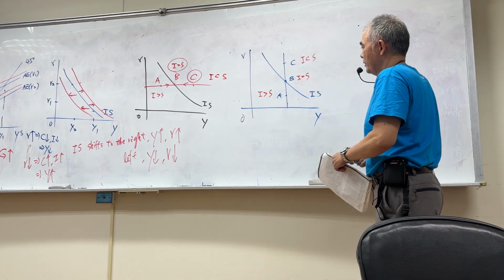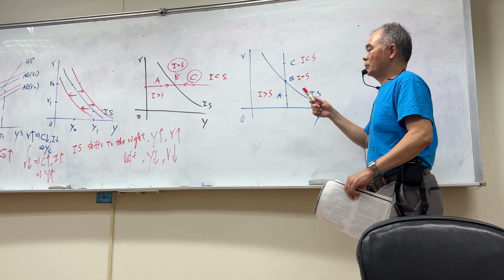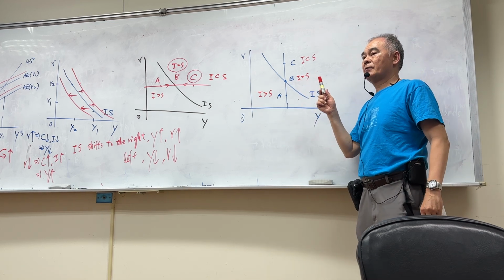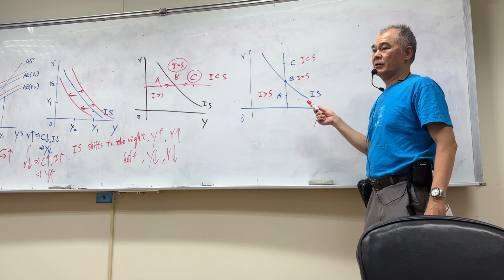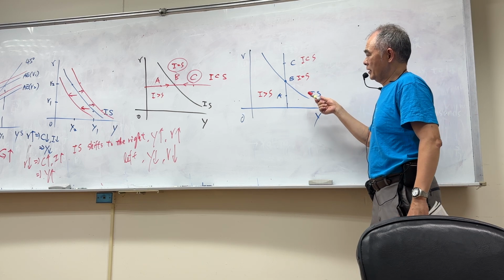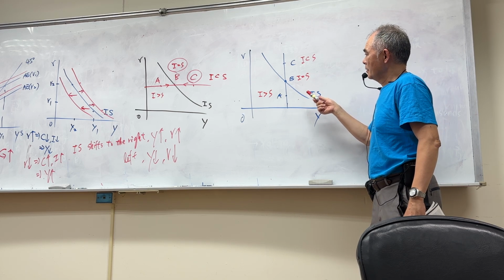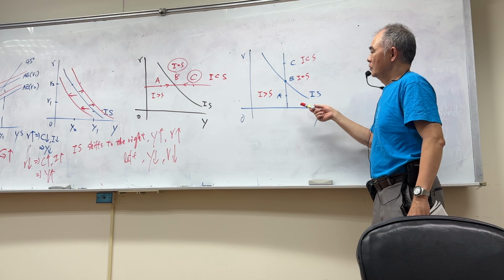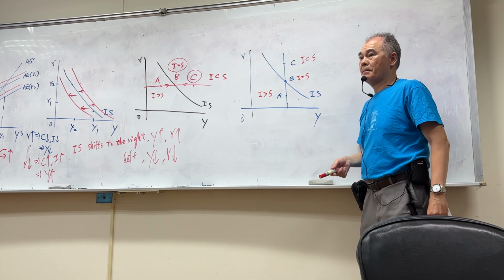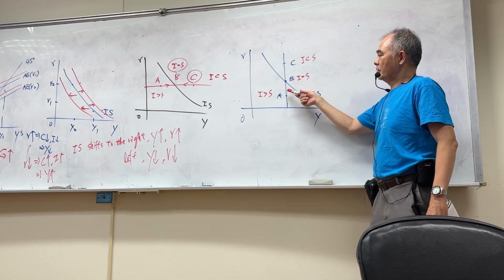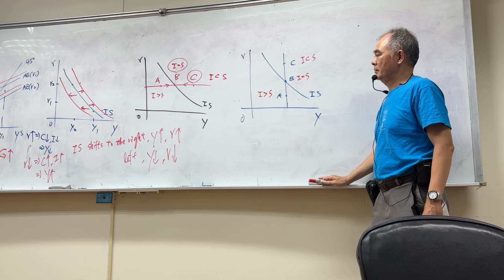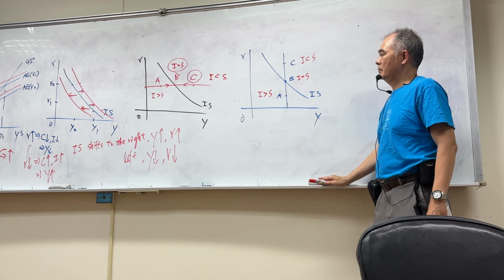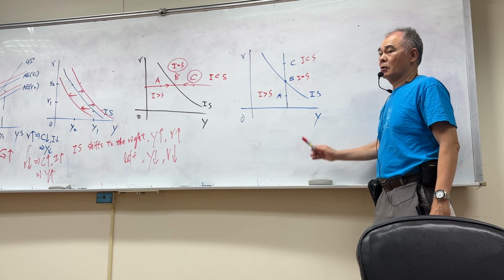So what is the direction of change when you want to move to equilibrium? Is this one going to go up or going to go down? Go up. Why?